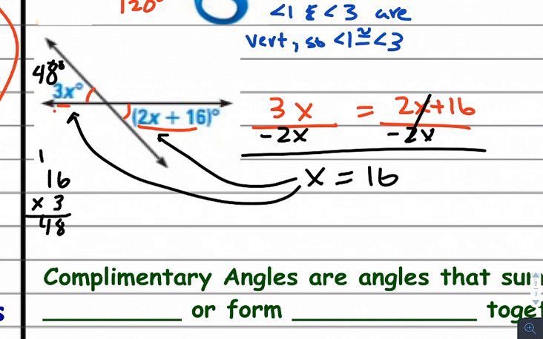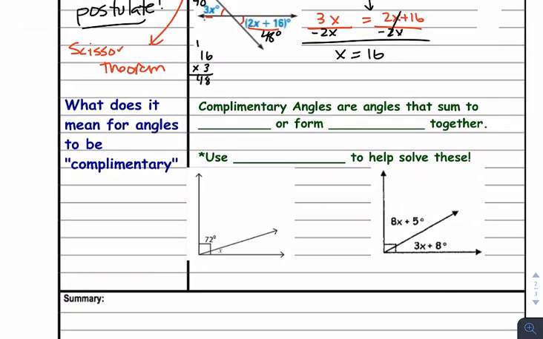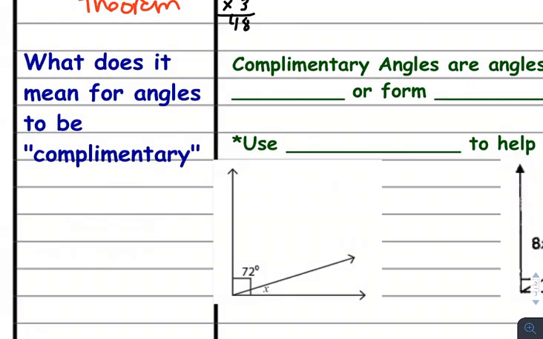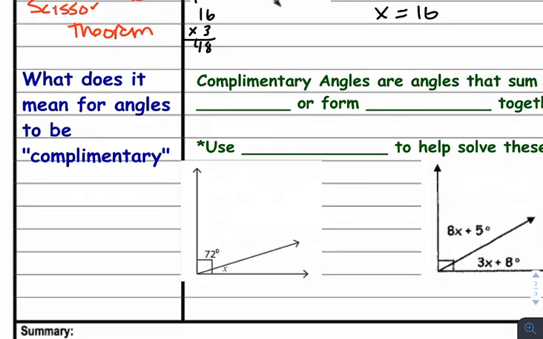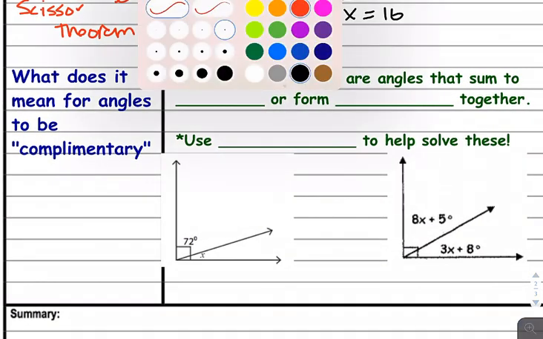Let's talk about complementary angles. Now complementary angles, notice the difference here, it sounds a lot like supplementary, so we're going to have a similar relationship. Complementary angles are angles that sum, let's write this down, to 90 degrees. Okay, or form right angles together. Okay, 90 degrees, right angles mean kind of the same thing.